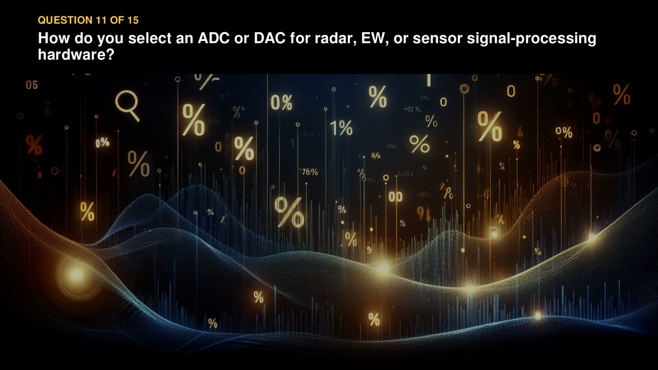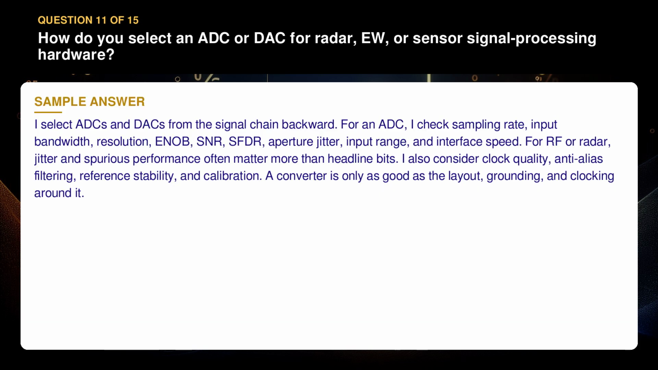Question 11. How do you select an ADC or DAC for radar, EW, or sensor signal processing hardware? I select ADCs and DACs from the signal chain backward. For an ADC, I check sampling rate, input bandwidth, resolution, ENOB, SNR, SFDR, aperture jitter, input range, and interface speed. For RF or radar, jitter and spurious performance often matter more than headline bits. I also consider clock quality, anti-alias filtering, reference stability, and calibration. A converter is only as good as the layout, grounding, and clocking around it.